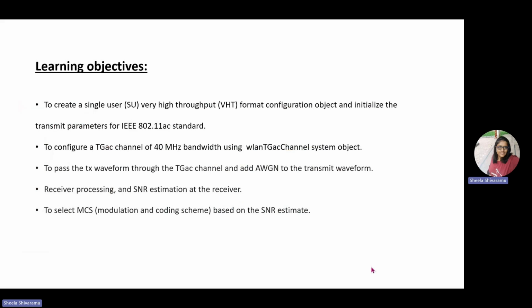Here we configure a TGAC channel of 40 megahertz bandwidth using a WLAN TGAC channel system object, which is there in the WLAN Toolbox. Then we pass the transmit waveform through the TGAC channel and add AWGN to it. At the receiver, we do receiver processing and SNR estimation, then select the MCS, that is the modulation and coding scheme, based on the SNR estimate.